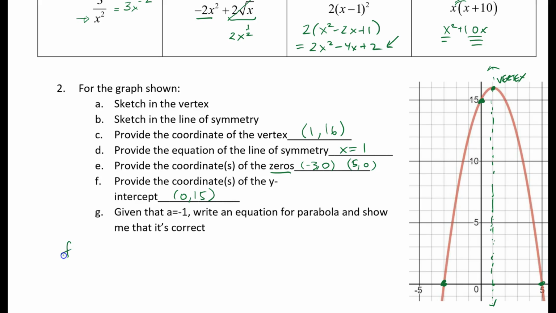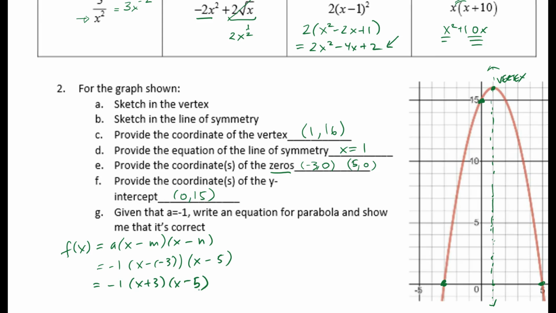Given that a equals negative 1, write an equation for the parabola. Well, one approach would be to use intercept form. We know intercept form is a times x minus one intercept times x minus the other intercept. I've told you that a is negative 1, and so we can just go ahead and look at the intercepts. One intercept is negative 3, so x minus a negative 3, and the other one is 5, so x minus 5. If we finish simplifying that, we get x plus 3, x minus 5.